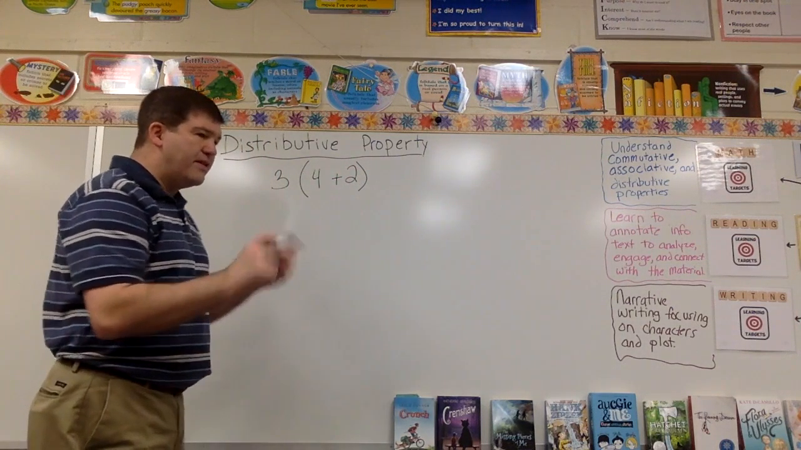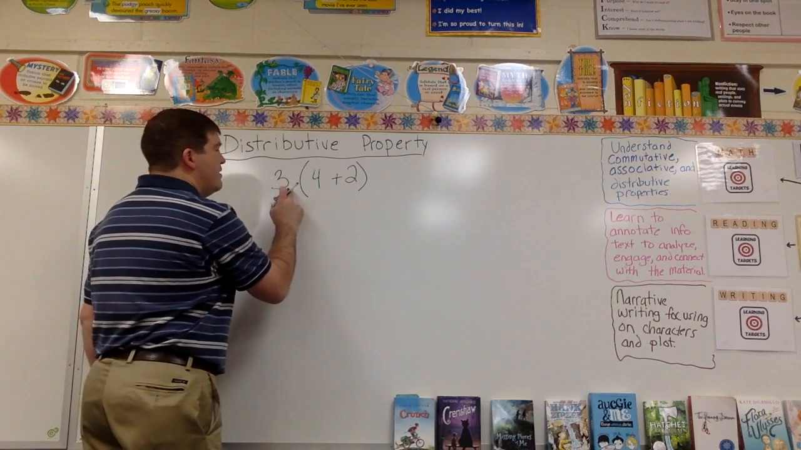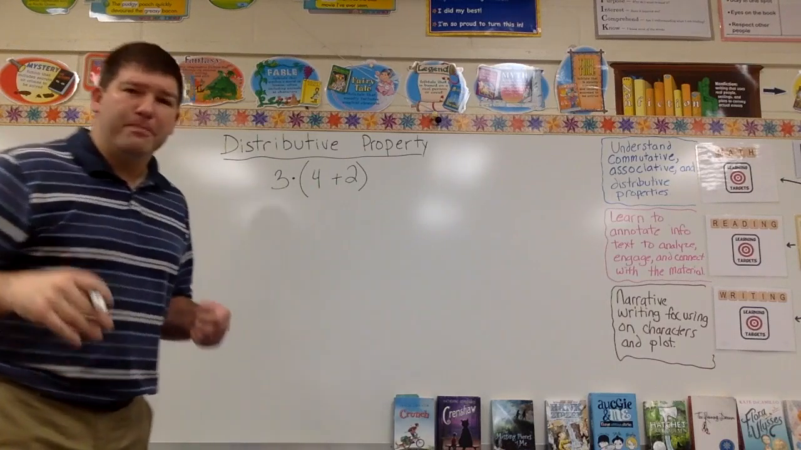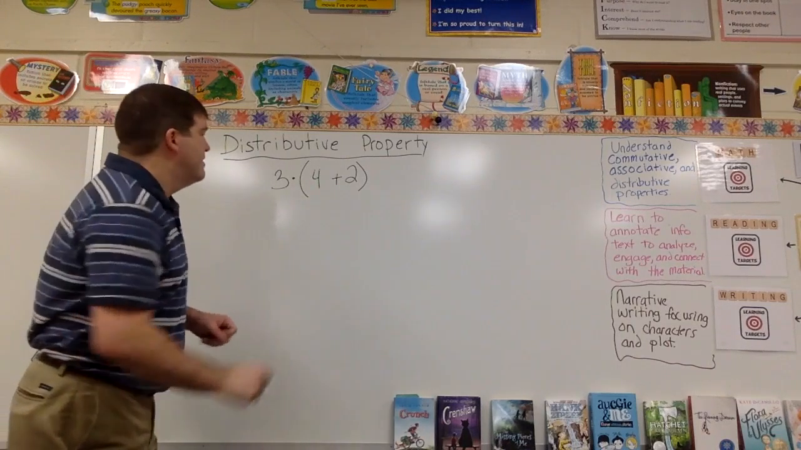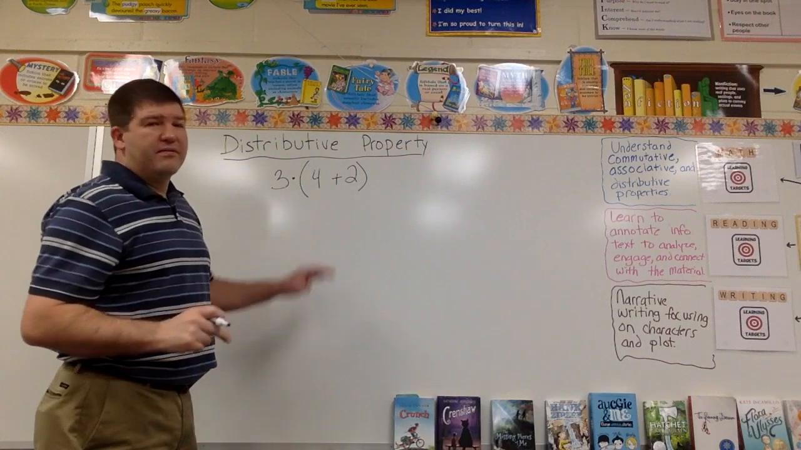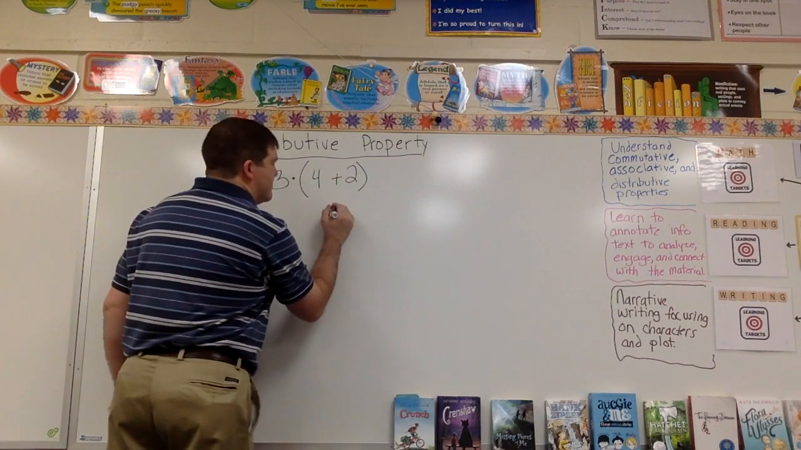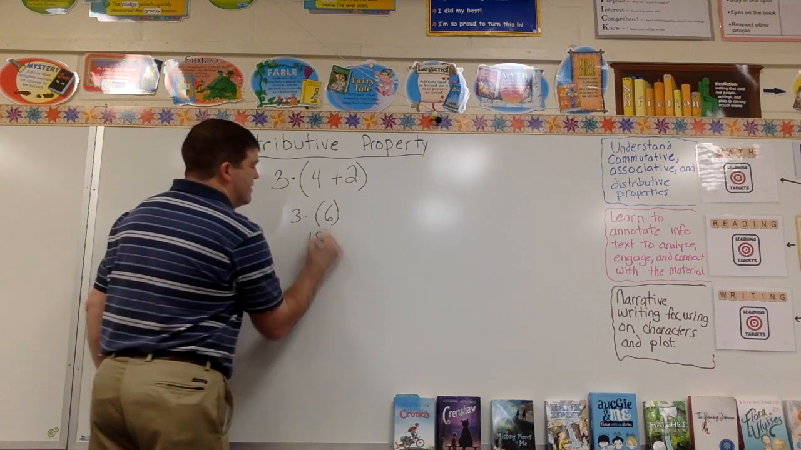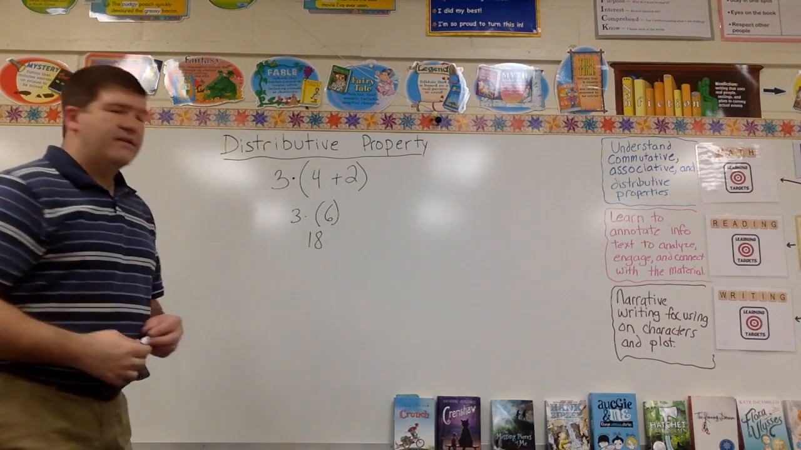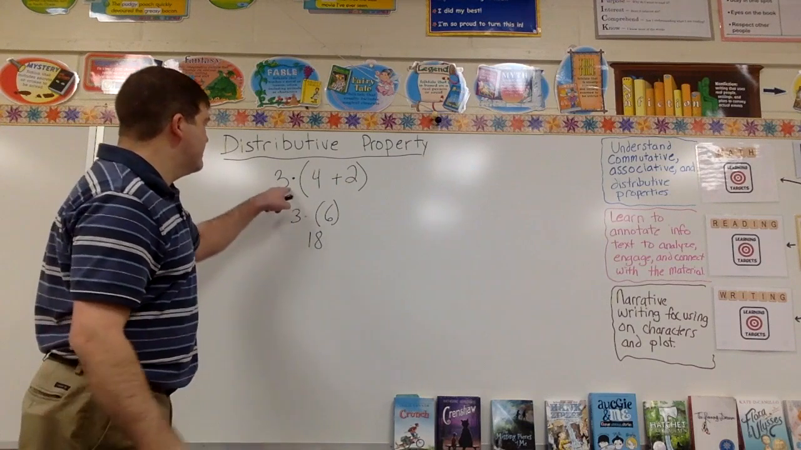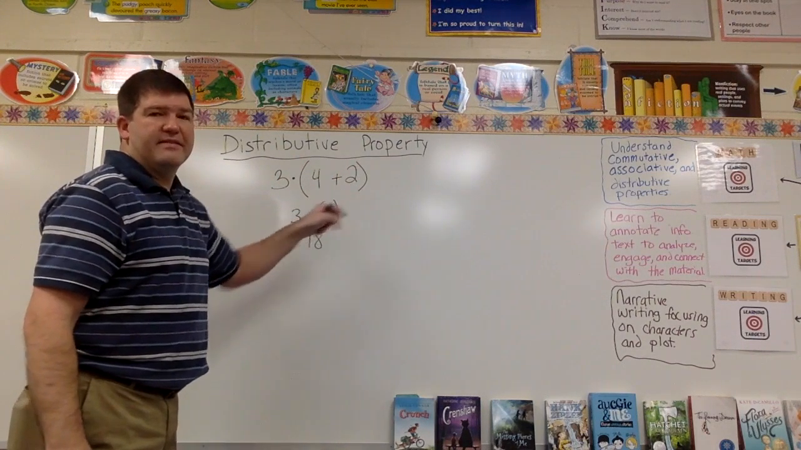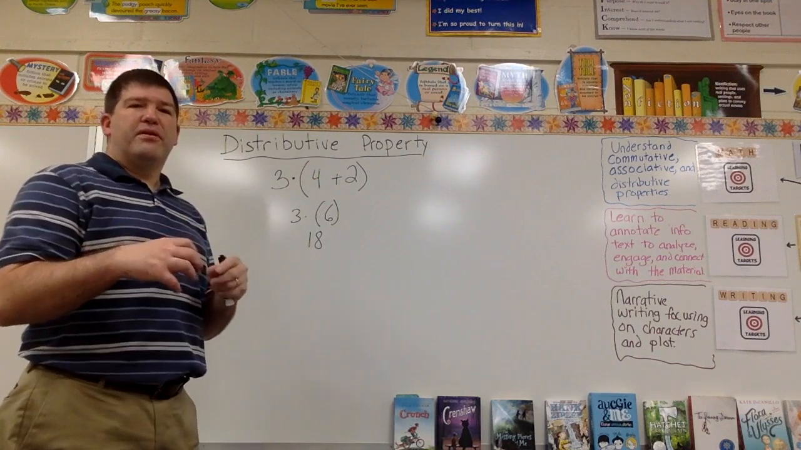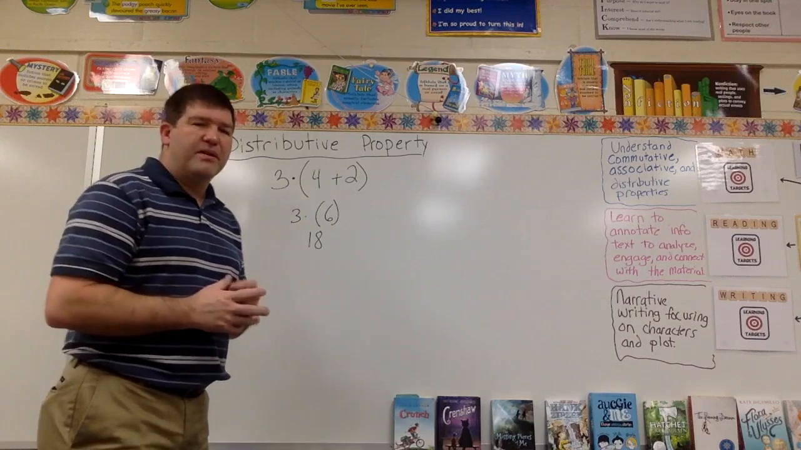Now, when you have parentheses and you have a number next to it, it means multiplication. So in order of operations, you might do this first, 6, and then 3 times 6, and you're going to get 18. Okay? Now, because this is next to something with parentheses, you can distribute this to each member, each term of the parentheses.